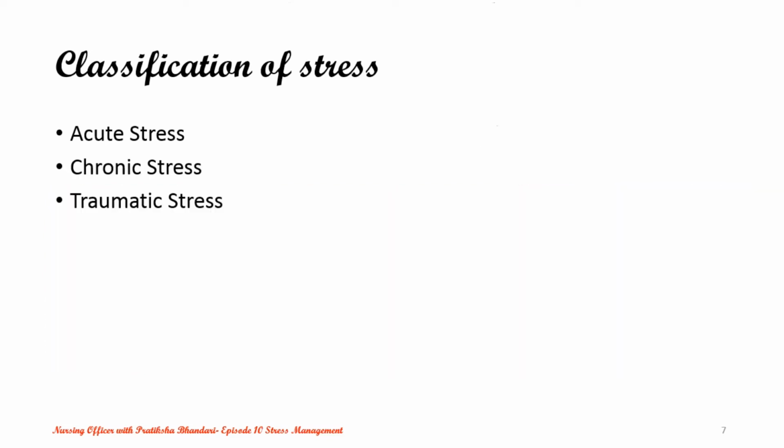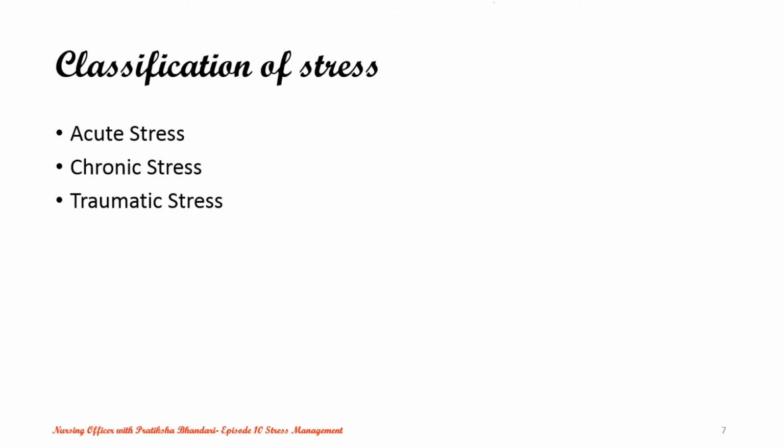And there is another classification of stress, that is acute stress, chronic stress, and traumatic stress. Acute stress is so common and it is an easily recognizable form of stress. It happens all of a sudden, like sometimes we are stressed through noise, isolation, crowding, hunger, and stress before giving a speech. These are some examples of acute stress.